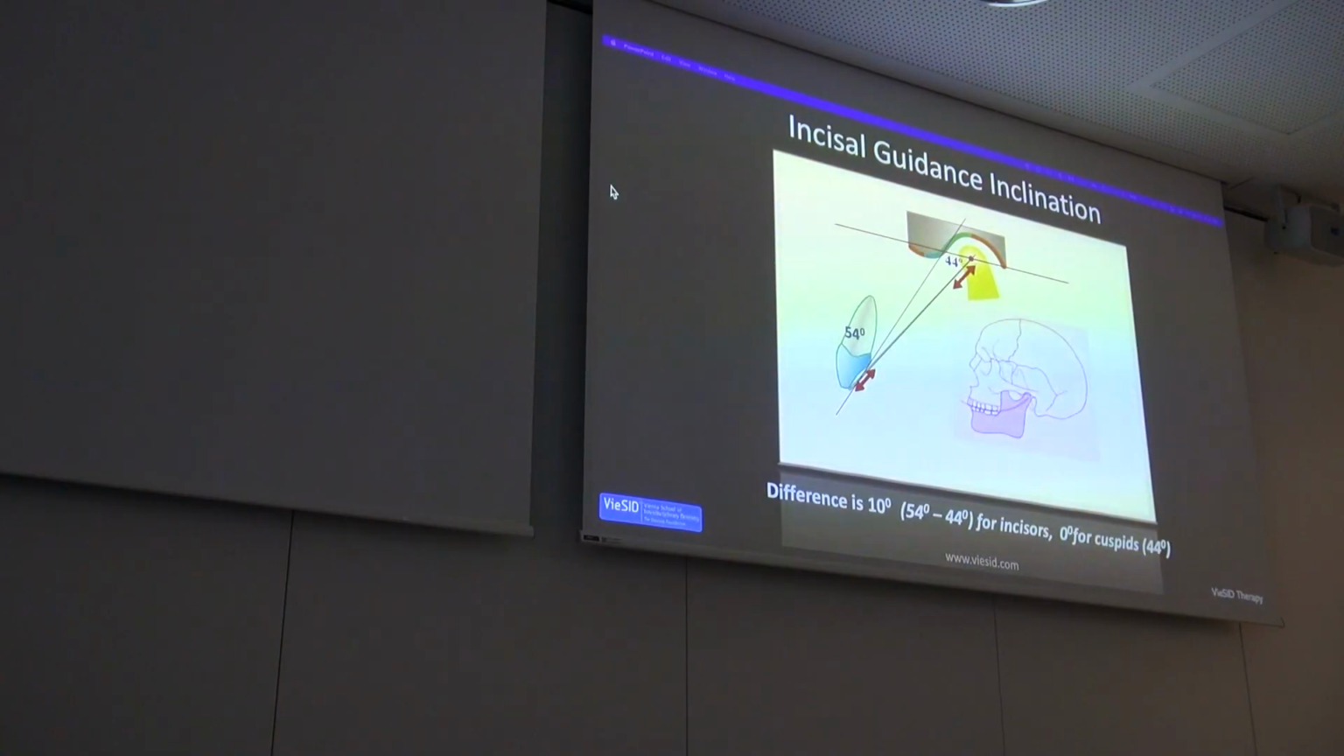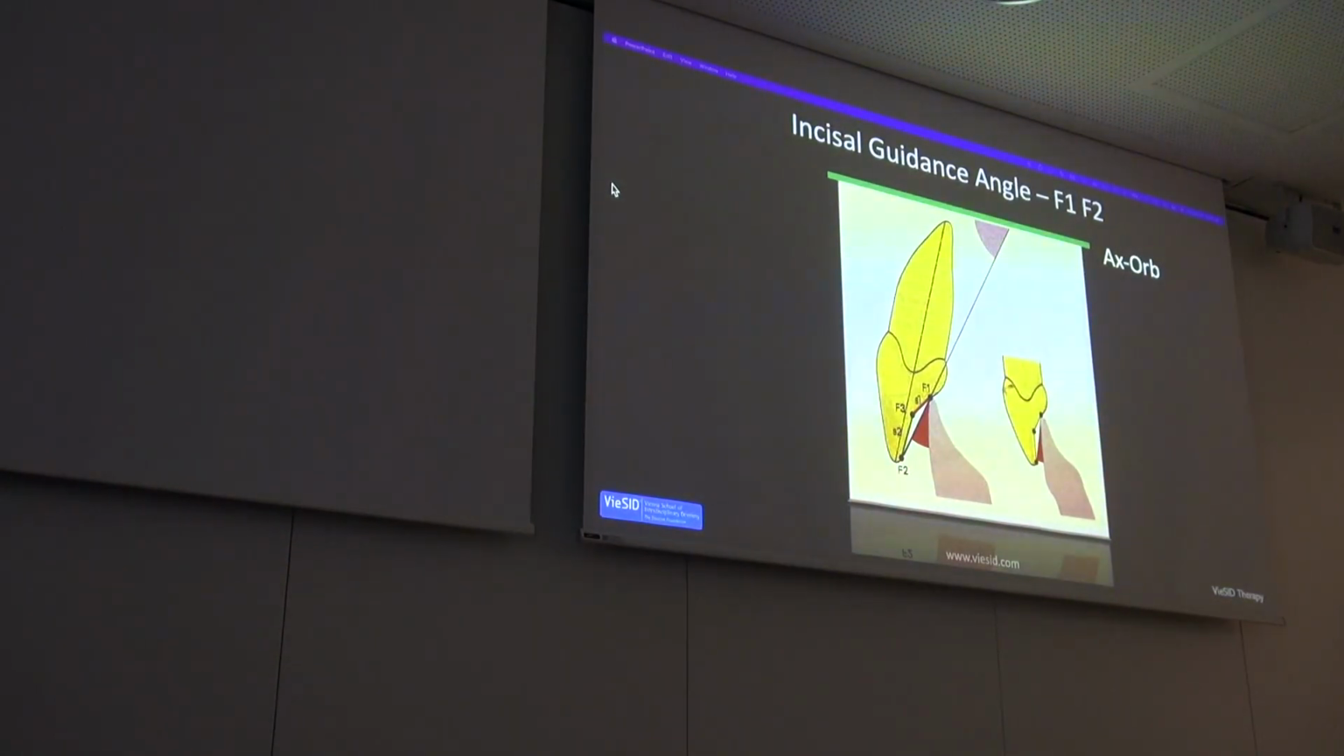No, because it just all goes in a diagonal. Same on the other side. If you increase that from 44 to 54 to 64, obviously you're going to create more friction and you're going to create problems. We know, again in review, that F1 and F2 are the points of contact. F1 is your center of stop. F2 is the maximum protrusive position where the teeth touch.